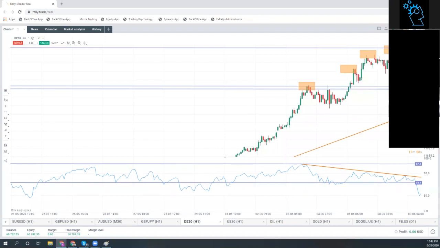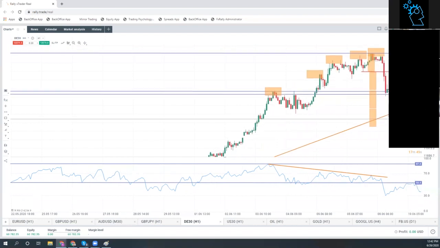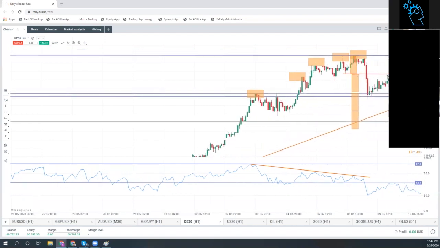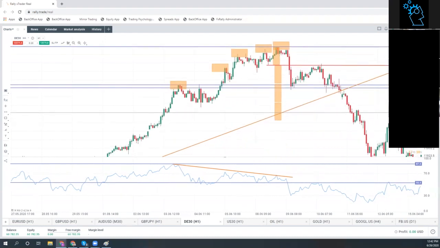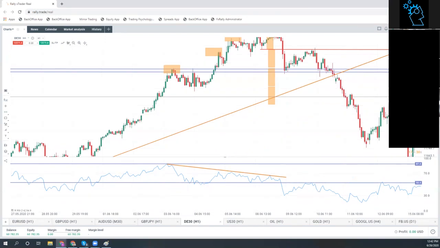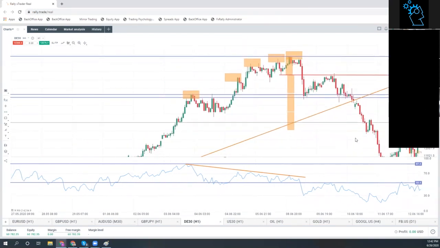Entering here, stop loss 112.94, take profit, let's say around 12,100 or 12,200. Look what the price did. It came back up here, retested the resistance, and after that just dropped down quite a lot. The trend has changed. This has been a very, very interesting move for the US30.